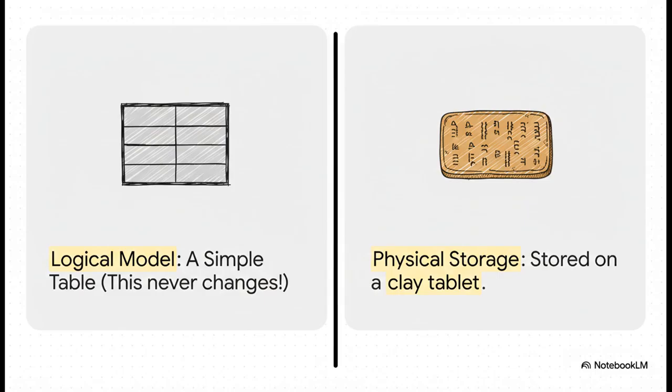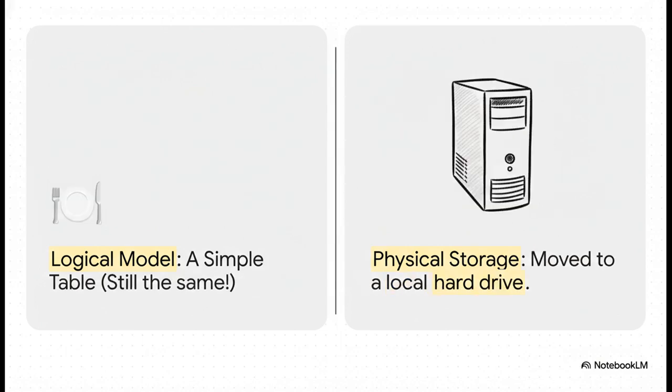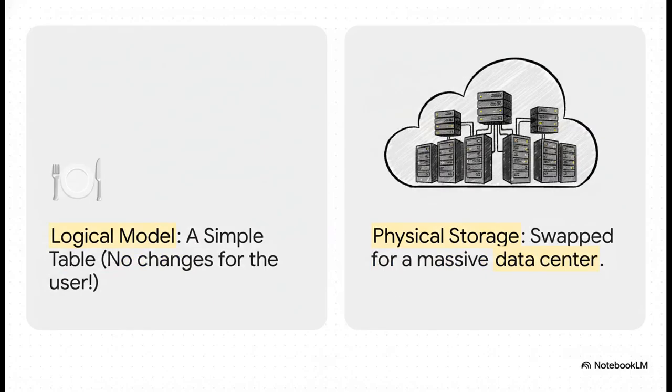Okay, let's make this real. Imagine our logical model is just this simple table of information. That table, it never, ever changes. But the physical storage? Way back when, you could have literally stored that info on a clay tablet. Then, technology marches on. We can take that exact same logical table and, without the user having any idea, we can just swap that out and move the physical storage to, say, a local hard drive. The user's view is completely identical. Now, let's fast forward to today. We can swap that single hard drive for a massive global data center with thousands and thousands of machines. And from the user's perspective, what do they see? You guessed it, the exact same simple table.